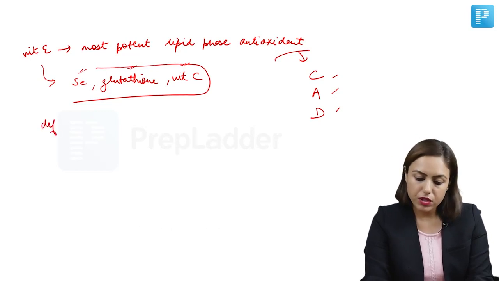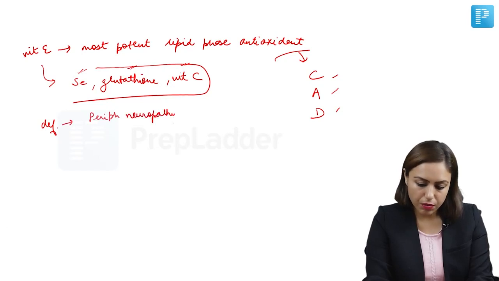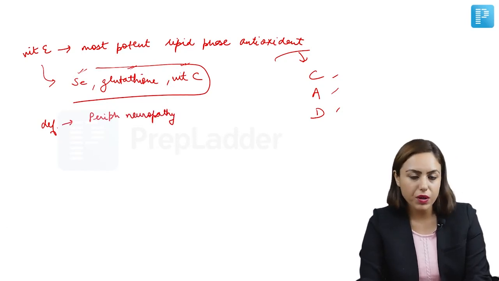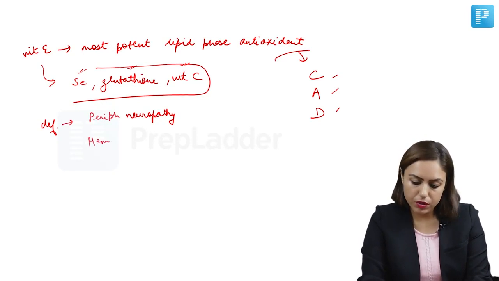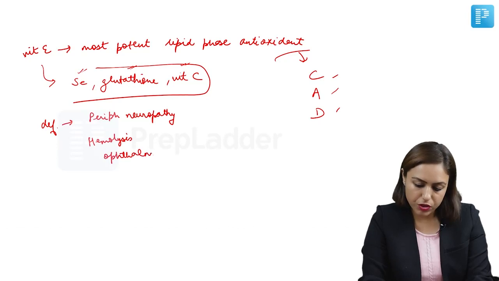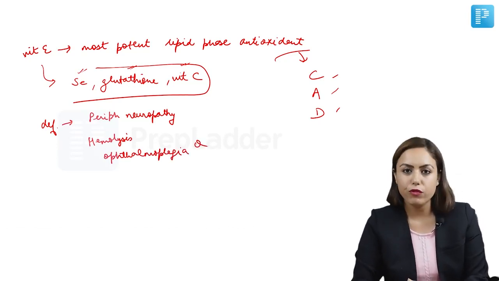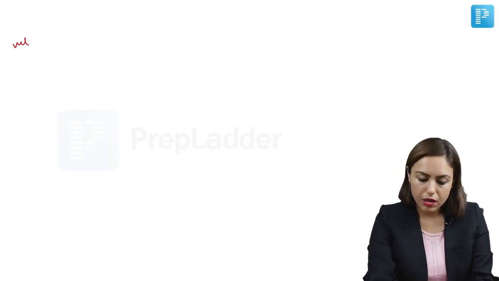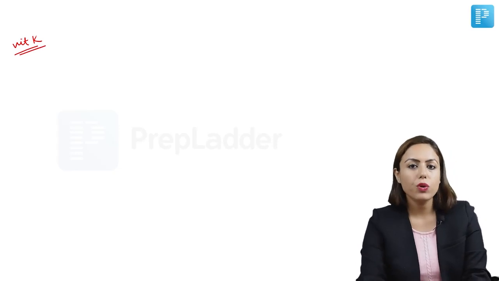And deficiency of vitamin E will lead to peripheral neuropathy but no megaloblastic anemia. Here patients have hemolysis and ophthalmoplegia. The question was asked that which vitamin deficiency leads to ophthalmoplegia, right? Then vitamin K. I told you vitamin K is the only fat soluble vitamin which has a coenzyme role.